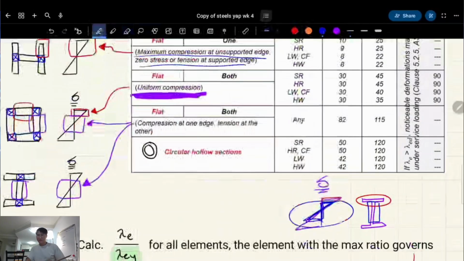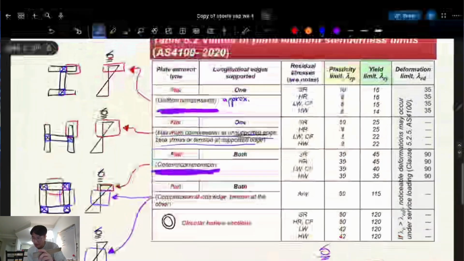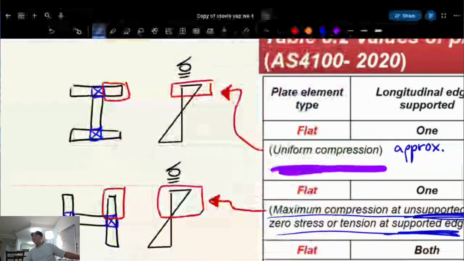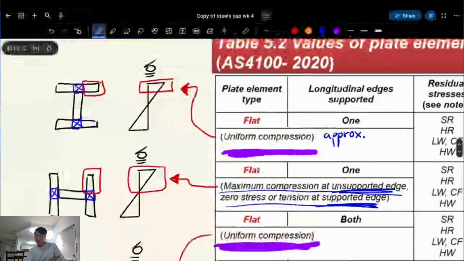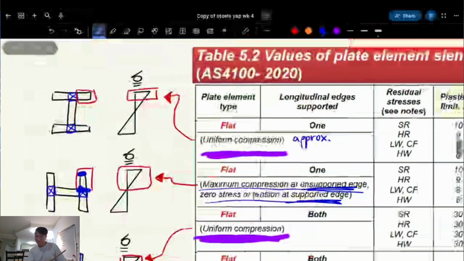Now there's another thing that says supported edge and unsupported edge. So what does that mean? Here's an example. You have a sideways I-beam or like a column. Do you see how one side's supported and the other's not? So there's a big difference. Because the supported side is zero stress, essentially, and the unsupported side is in compression. Maximum stress. Yeah, basically.